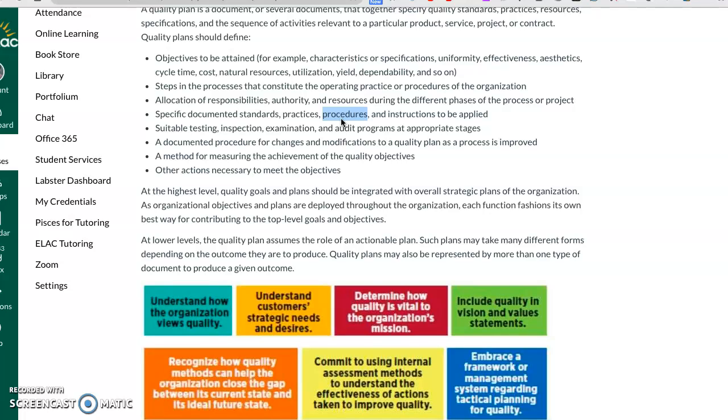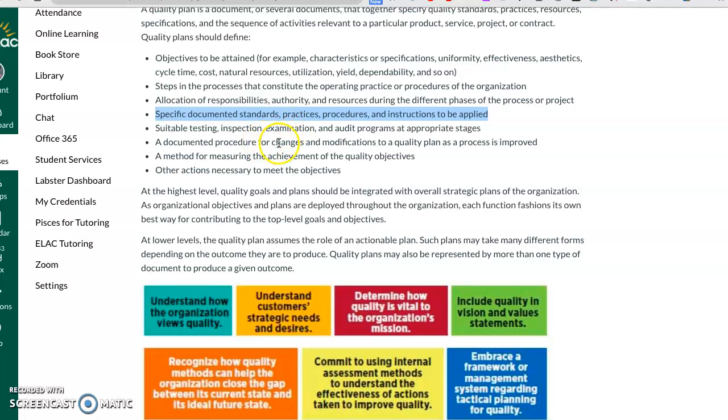When do you wash your hands? How often do you have to wash your hands? Like when you produce a burrito, what are the steps that you follow in order to respect the food safety? How often do you have to check the temperature of the meat? So these are all procedures, and they have to be included in your quality plan.